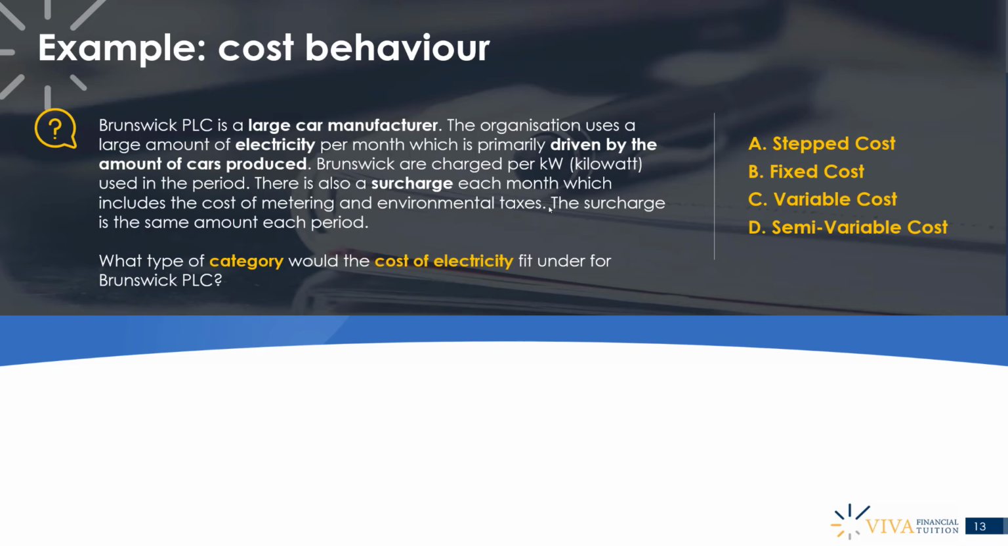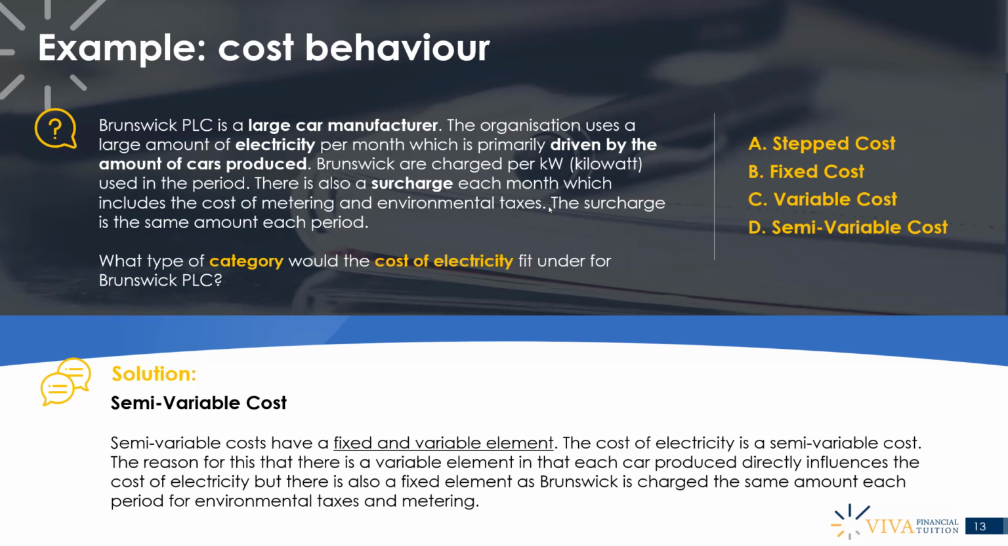So if it's the same amount each period, then it's fixed because it's not related to the amount of units being produced. Because we have a variable and a fixed element in the question, we can say that this is a semi-variable cost. Now, in this case, it's quite straightforward, but if there had just been no surcharge, that would have been a variable cost, or if we had just included the surcharge, it would have been a fixed cost. But because there's a fixed and variable element, it is a semi-variable cost.